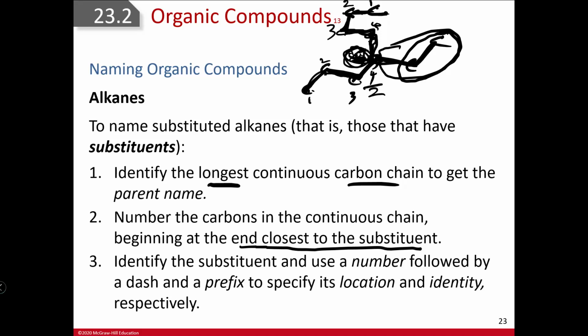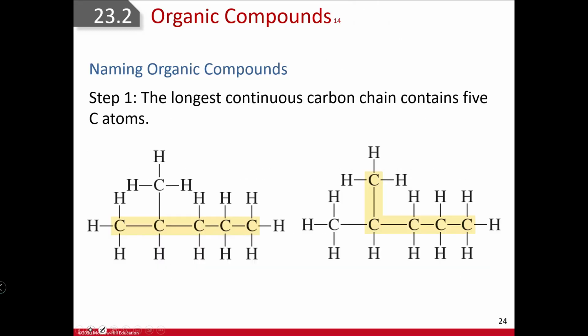Then it says identify the substituent and use a number followed by a dash and a prefix to specify its location and identity respectively. Okay? So let's look at an example for that. I like this example. The first thing is identify the longest carbon chain. So this is 1, 2, 3, 4, 5. And then it's 1, 2, 3, 4, 5.